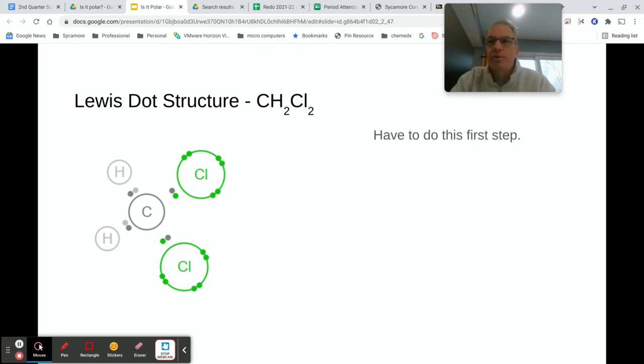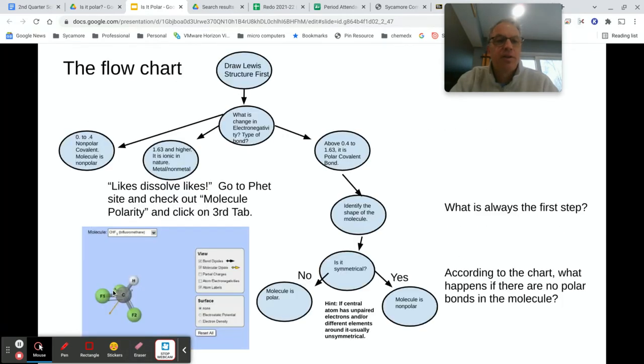I thought we would do an example. This is CH2Cl2. I think it's called methylene chloride. And it's just carbon in the center. We have chlorines over here, and the H is over here. And so again, according to our flow chart, we have to use the change in electronegativities to figure out what the bonds are doing.